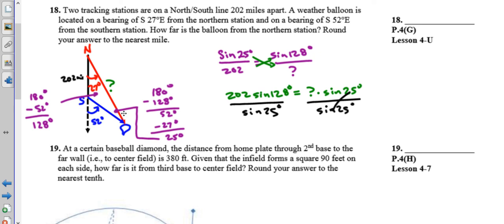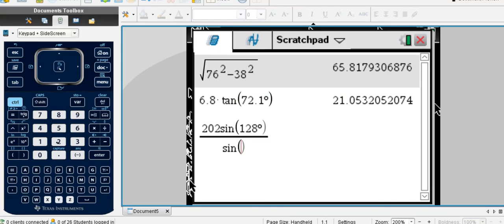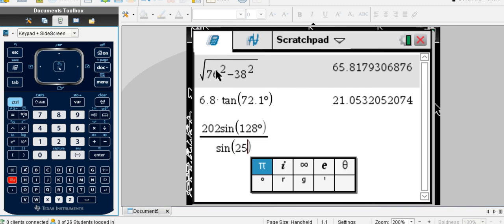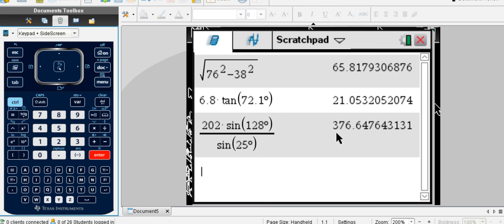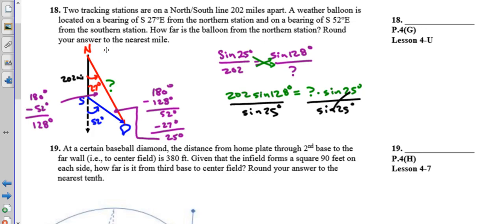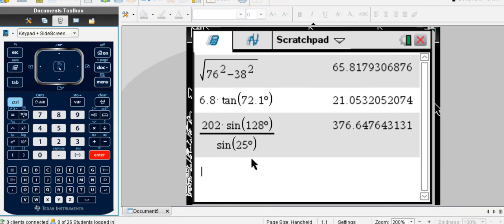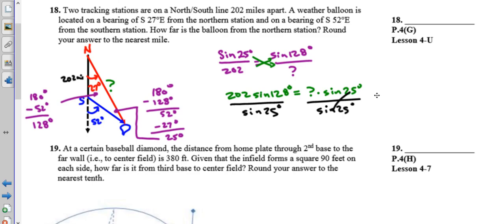Let's check this again. Completed set should have 25 away from 202, 128 away from the unknown. Cross multiply: 25 times the unknown, 202 times 128, and we divide by 25. Okay, so now let's go back to the calculator. This was supposed to be 25 here. And so we type that in, press enter. It says it's 376.6476. So 376. Let's see what we're supposed to round to. How far is the balloon from the northern station, rounding your answer to the nearest mile? The answer would be 377 miles.